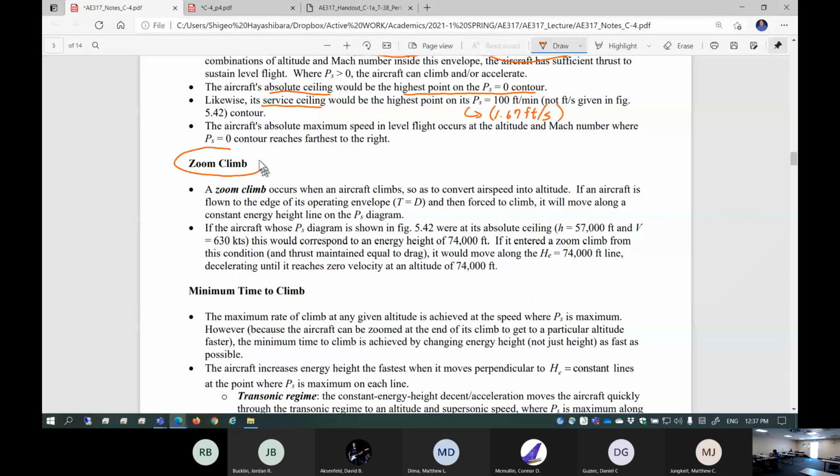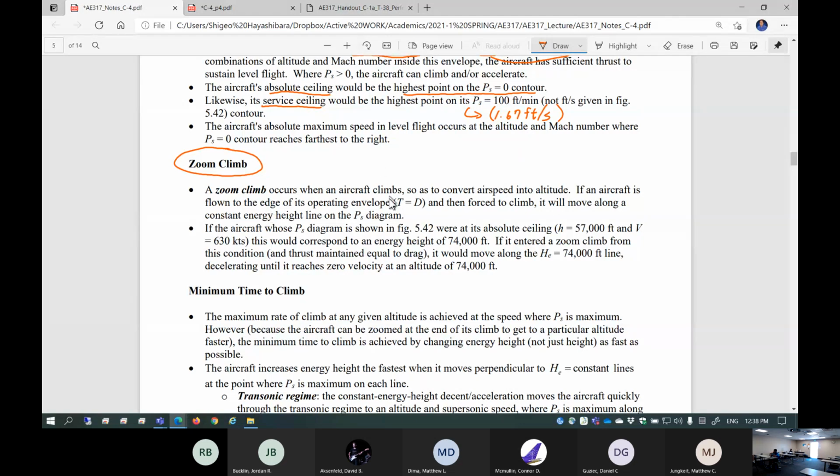Okay. Now let's talk about zoom climb. This is quite important. Sustainable absolute ceiling is basically where you can sustain level flight, and this is the maximum you can climb up. Now suppose you give up all of that kinetic energy, you can climb up more. That's called zoom climb. Starting from here, you cannot accelerate, but you're going to climb up by giving up your velocity. You can still climb up, but as you climb, you lose velocity and reach 0 velocity. That's zoom climb.